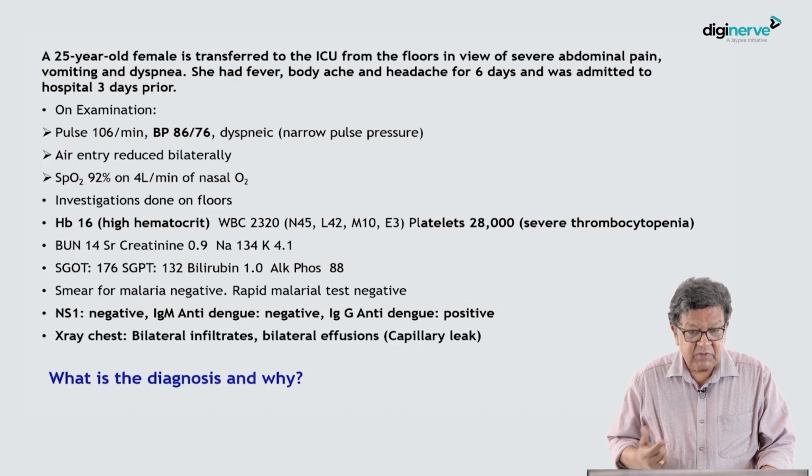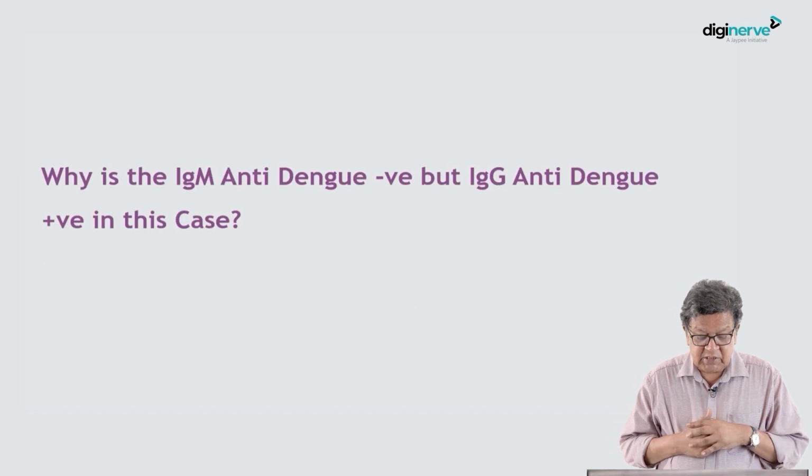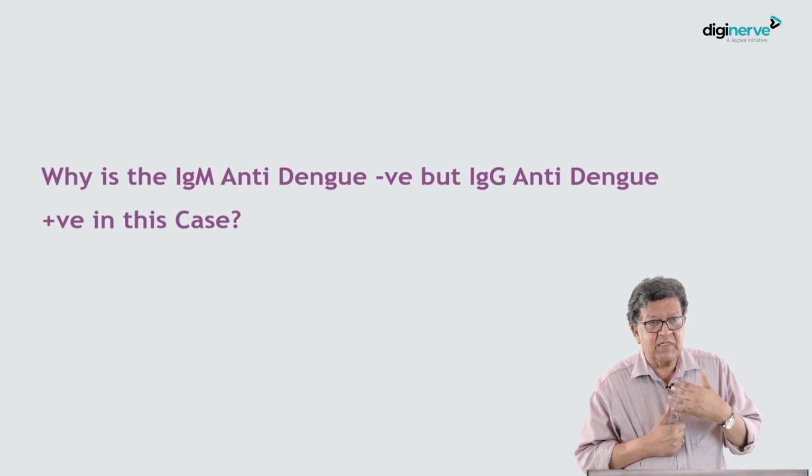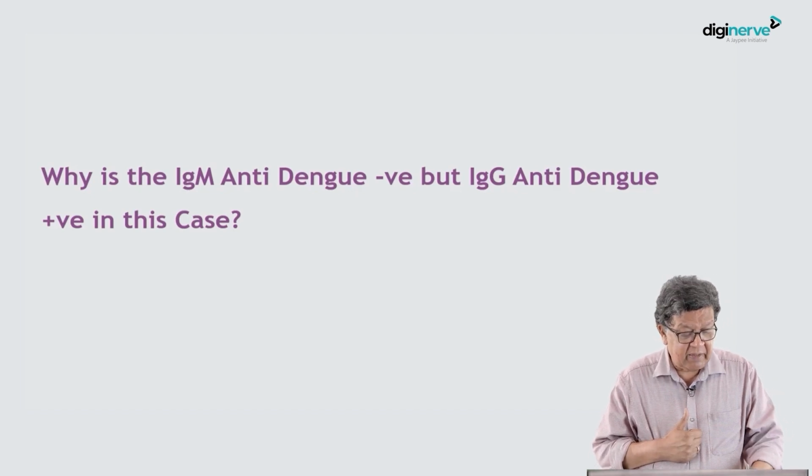Of course, you might ask, generally we say IgM anti-dengue should be positive. Here only the IgG anti-dengue is positive. So, why is it so in this case? Generally, in acute infections, IgM anti-dengue should become positive, but why is the IgM anti-dengue negative but IgG anti-dengue positive in this case?